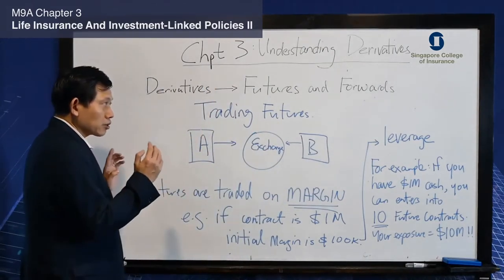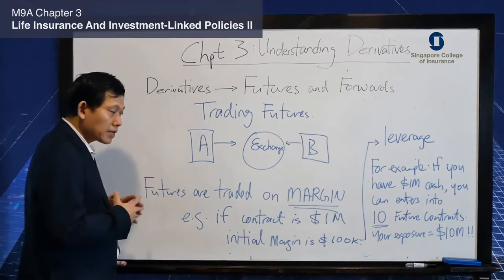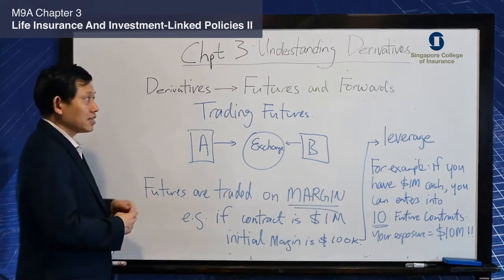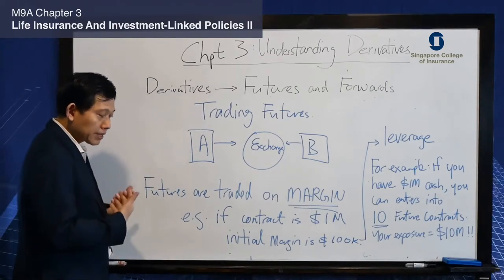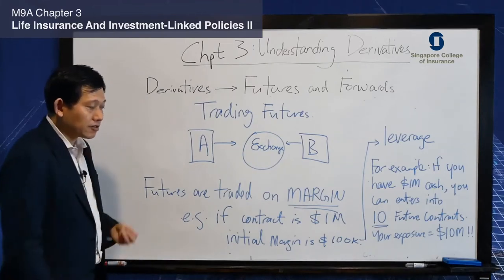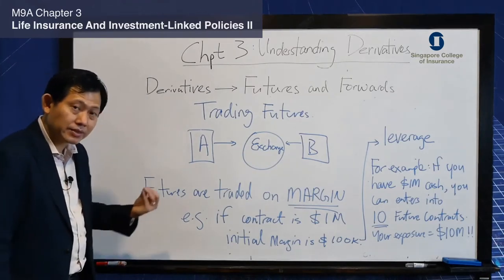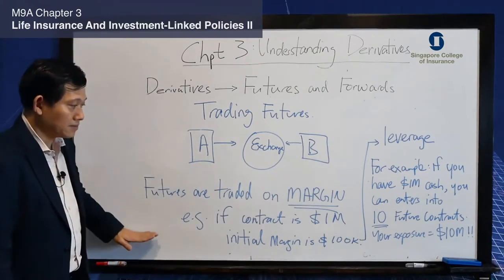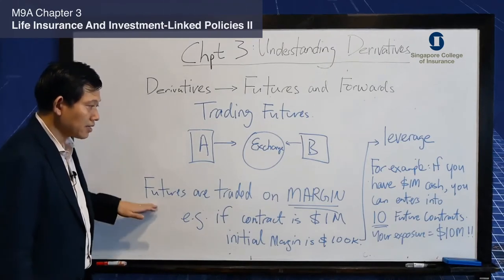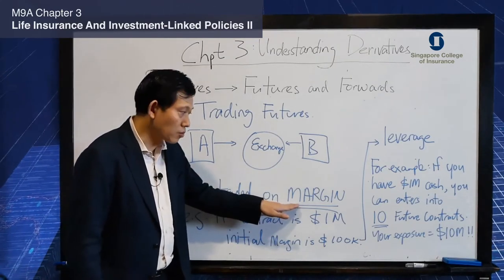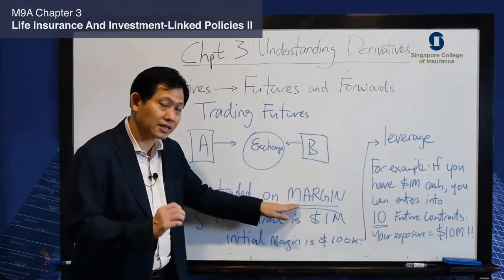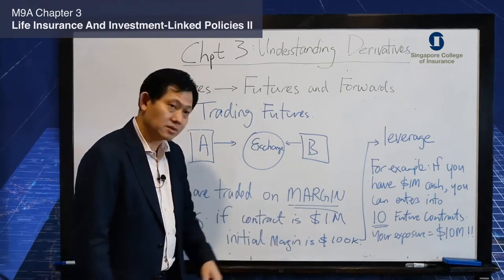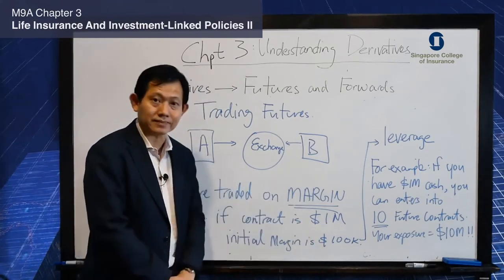Please be mindful that when we talk about futures, both parties have the obligation to fulfill the contract at the settlement date. And for futures, both parties have the obligation to settle the value of the future contract on a daily basis until the settlement date. Let's recap. Futures are traded on margin. Margin is a certain percentage, an initial cash outlay to enter into this contract. For example, 1 million, 10% initial margin, 100,000.